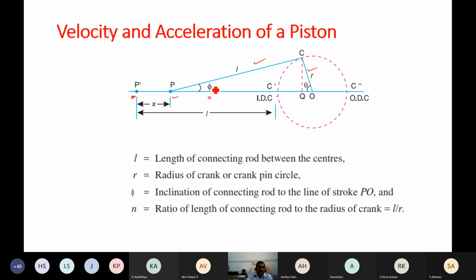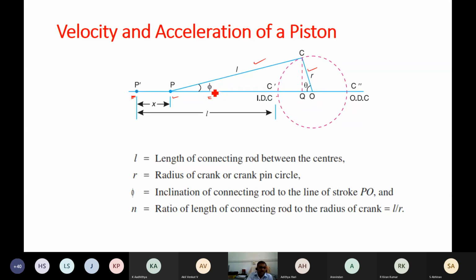What is phi? The inclination of the connecting rod from the horizontal. Similarly, what is theta? Inclination of the crank with the horizontal. That is theta. If you want to derive a relation between theta and phi, you can derive.